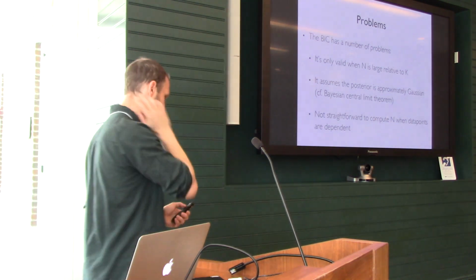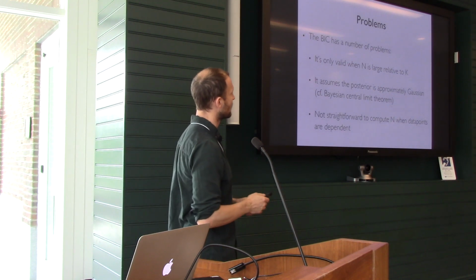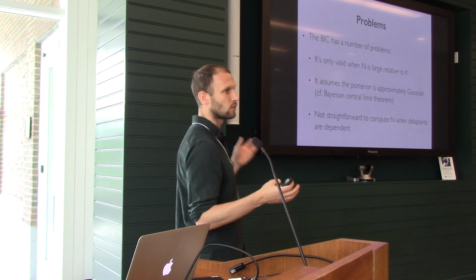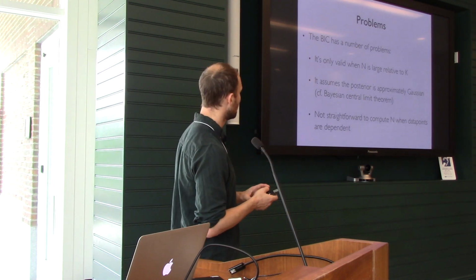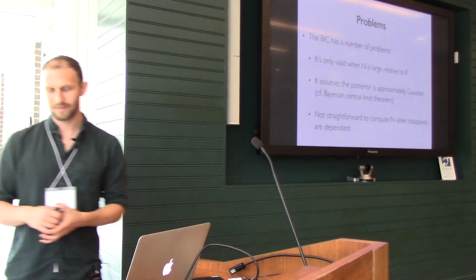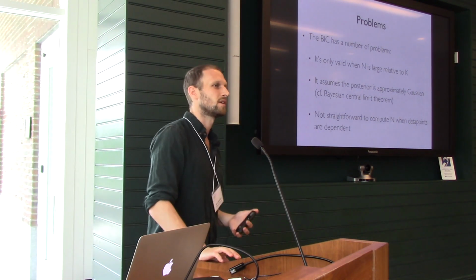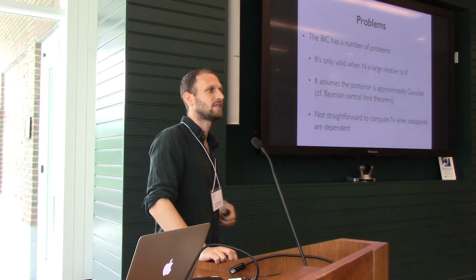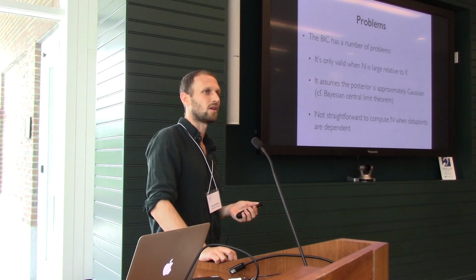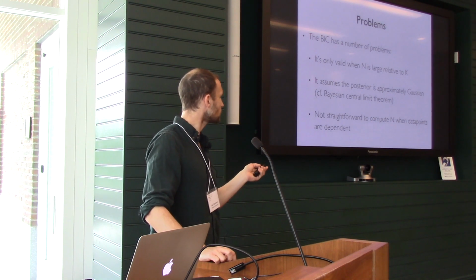But there are some problems with this. This is super convenient to compute, and lots of people compute it. There is a problem, which is that it's only valid when n is large relative to k. So when the number of data points is really large relative to the number of parameters you're trying to estimate. And it assumes that the posterior is approximately Gaussian. And that might seem kind of crazy, but actually it's well-founded because it turns out that for many models, if you have enough data, the posterior increasingly approaches a Gaussian distribution over the parameters. That's known as the Bayesian central limit theorem.